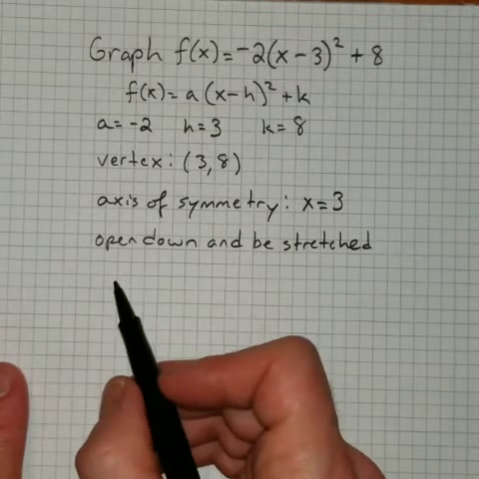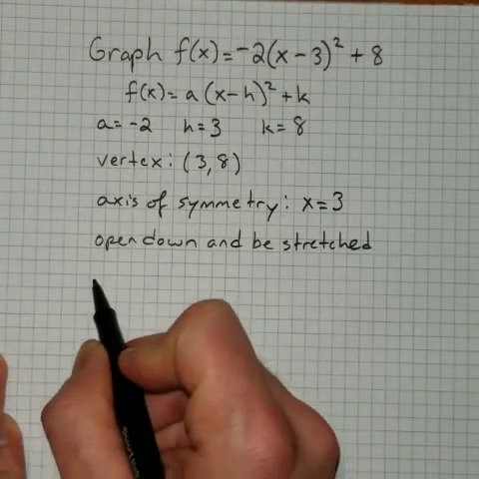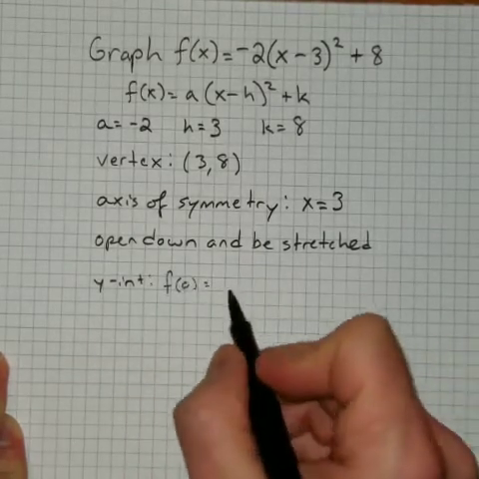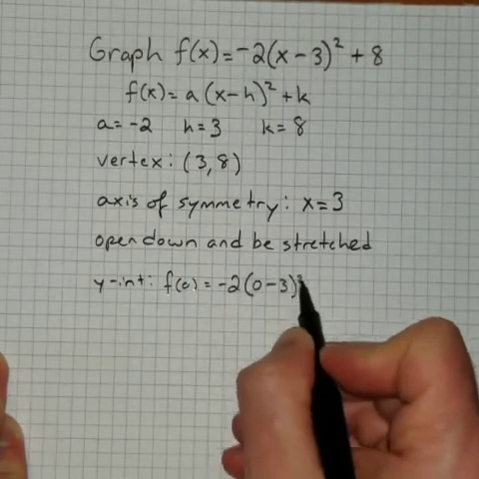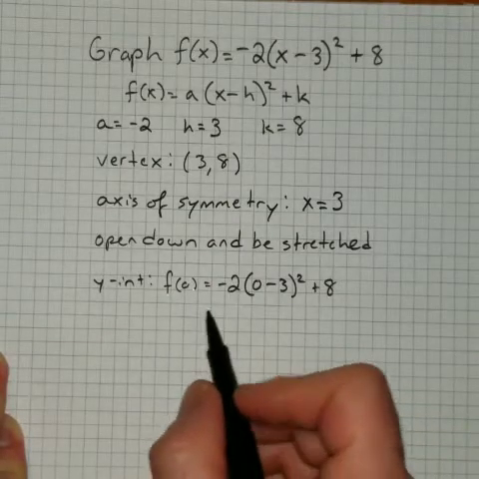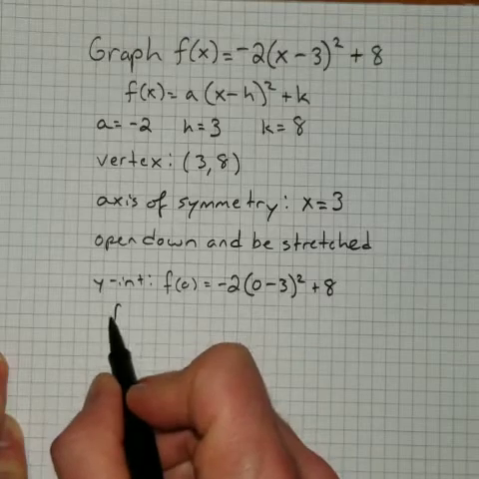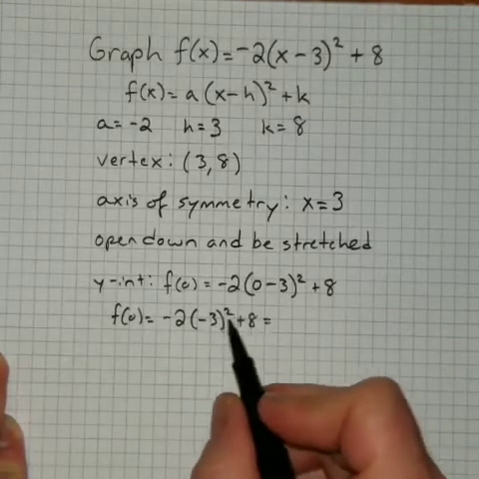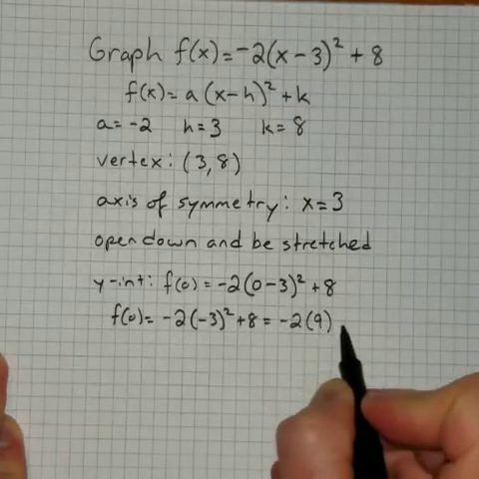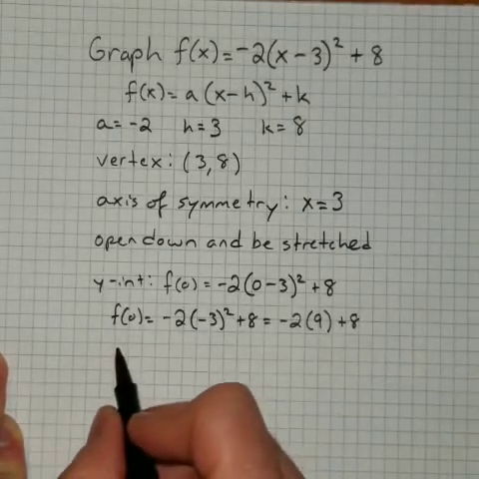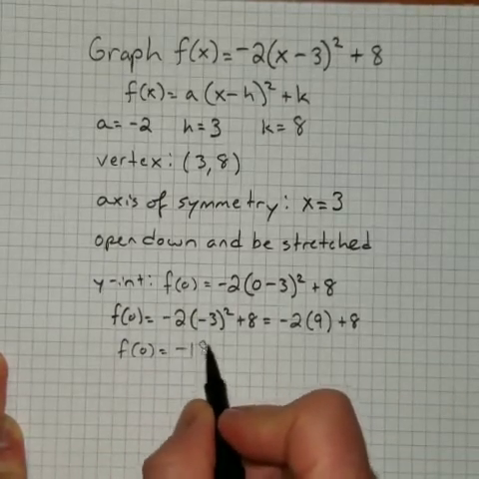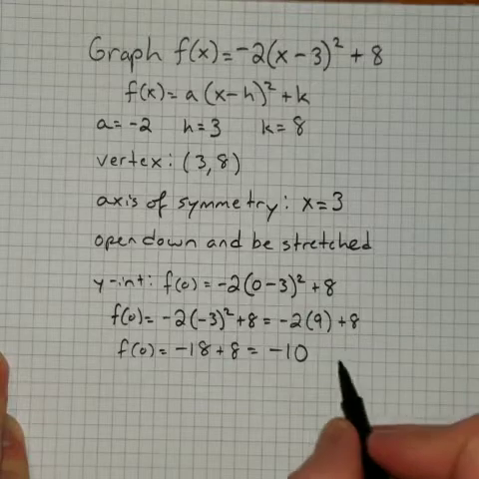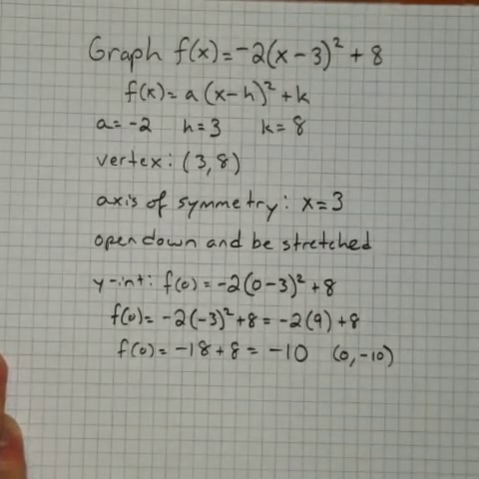In addition, if I wanted to find the intercepts, just so I can get some things to plot here, the y-intercept, probably the easier one to find, is just f of 0. So you get negative 2 times 0 minus 3 squared plus 8. If I simplify this, f of 0 will be negative 2 times negative 3 squared plus 8. Negative 3 squared is 9, so negative 2 times 9 plus 8, which is negative 18 plus 8, which is negative 10. So the y-intercept then would be 0 comma negative 10. That's a good point for that.